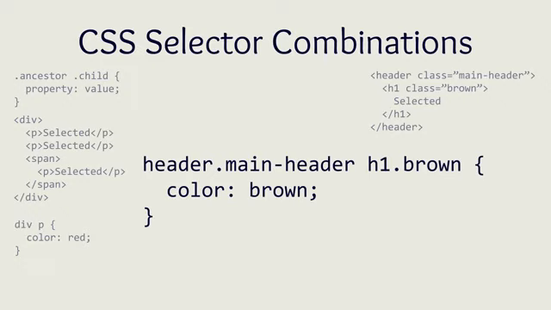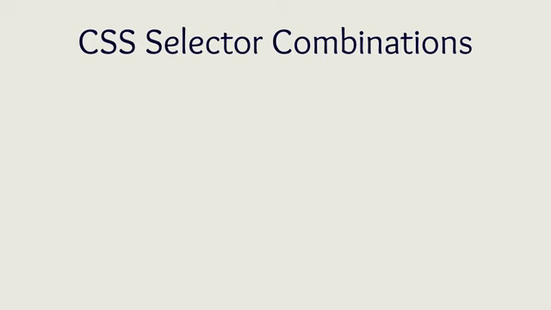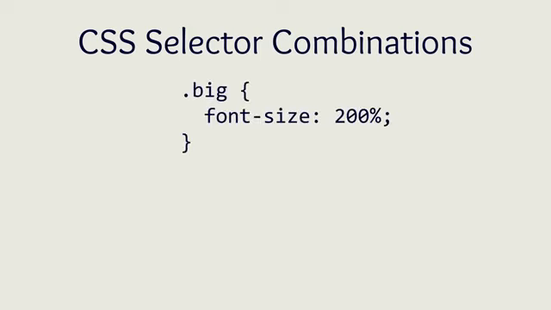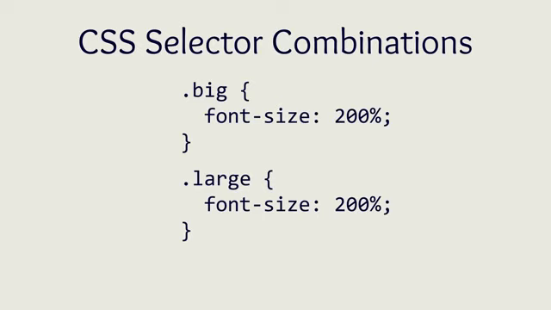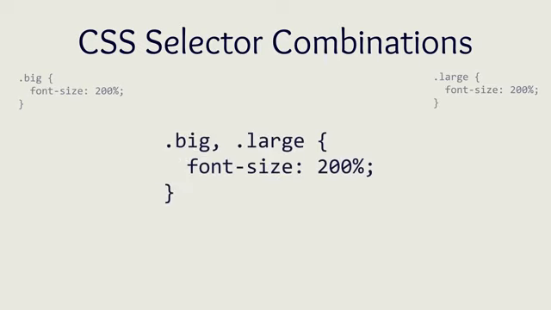The last common combination of selectors is when you want to share a set of style properties and values between multiple selectors. If you have a class big and another class large that both have the same style properties and values, then you can combine these selectors into one selector by using a comma between the selectors. This allows you to avoid duplication. It is important to note that all of the CSS combination selectors can be used together to create even more complex combinations if needed.